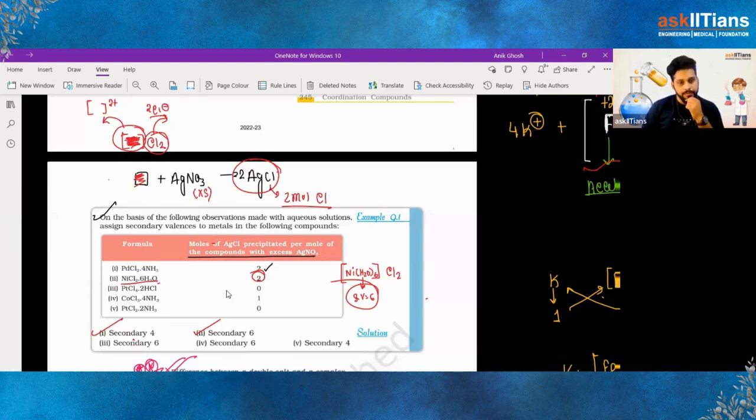Okay, now let's go for the next one here. This question is showing that you have 0 moles of AgCl. That means there is nobody who is outside of the coordination sphere. That means, guys, what would be the compound then? Put everyone inside. So Pt Cl4 2HCl, whole twice like this. That's your compound.